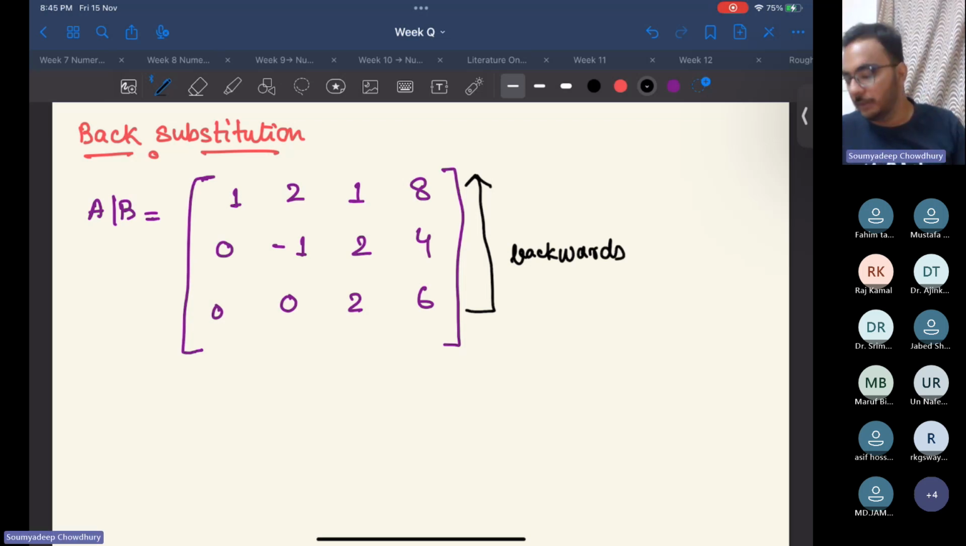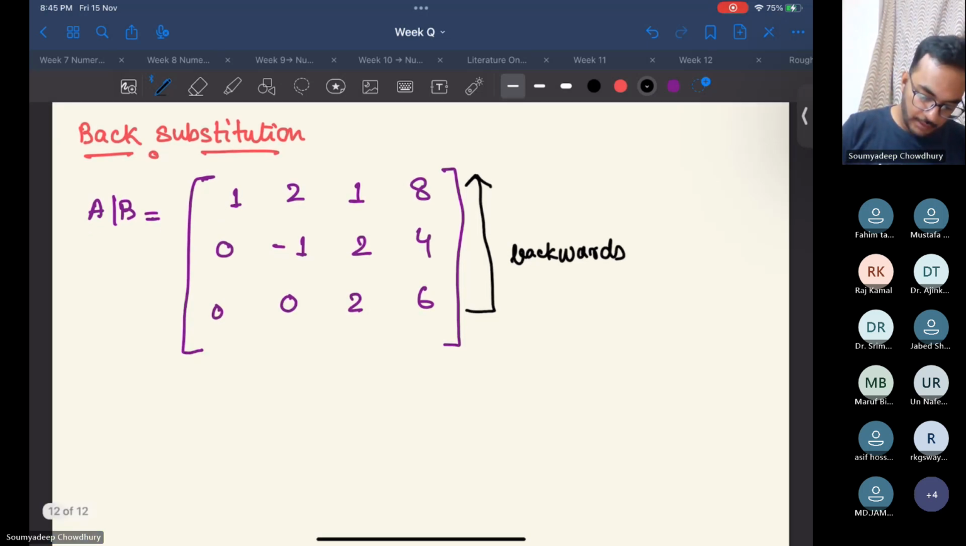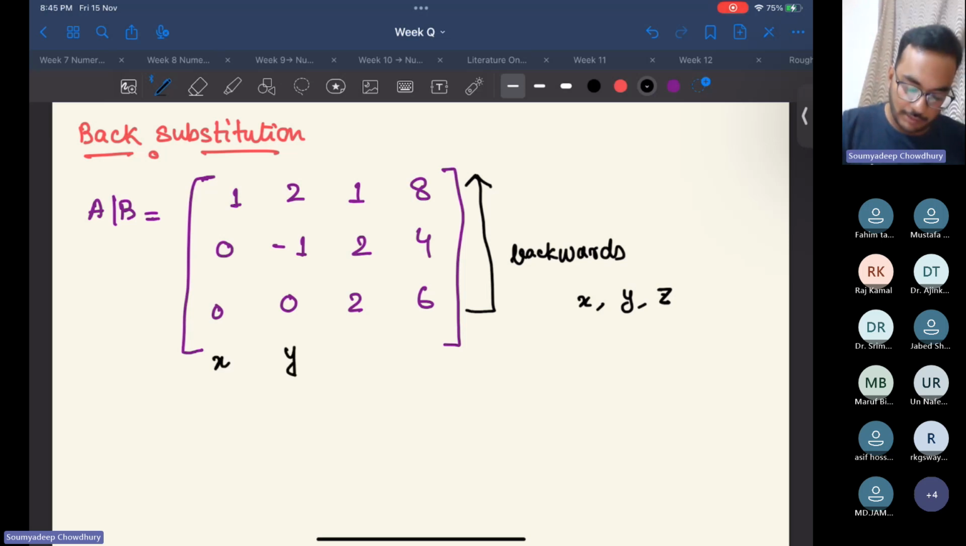You know there are three variables, right? There were three equations, x, y, and z. You have to find the values of x, y, and z. From the last row, the first column corresponds to x, the second column corresponds to y, the third column corresponds to z. And this last column, 846, that is basically your RHS.